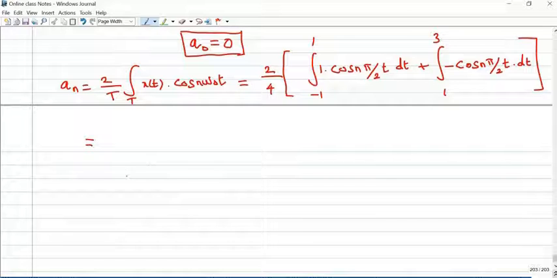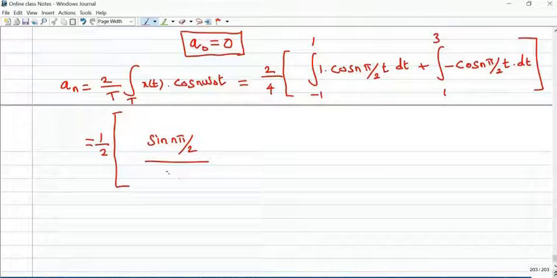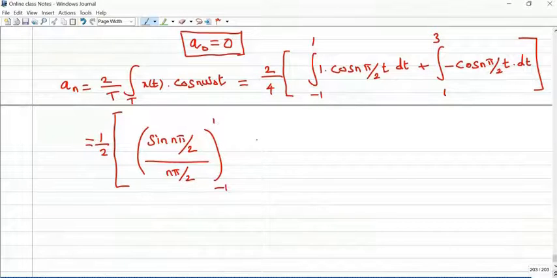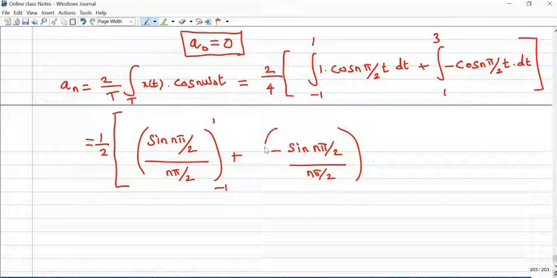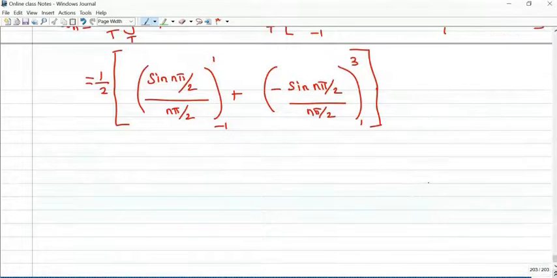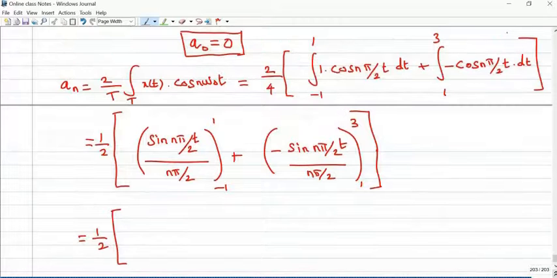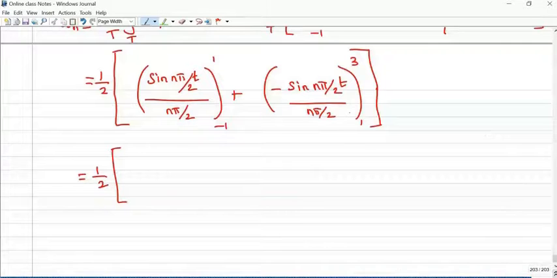2 by 4 or 1 by 2, integral of cos n pi by 2 t gives sin n pi by 2 t divided by n pi by 2. Substitute your limits from minus 1 to 1. Plus, the integral of cos n pi by 2 t with minus sign gives minus sin n pi by 2 t divided by n pi by 2, from 1 to 3. Now substitute the upper and lower limits: 1 by 2, sin n pi by 2 t divided by n pi by 2. So the t is missing there.